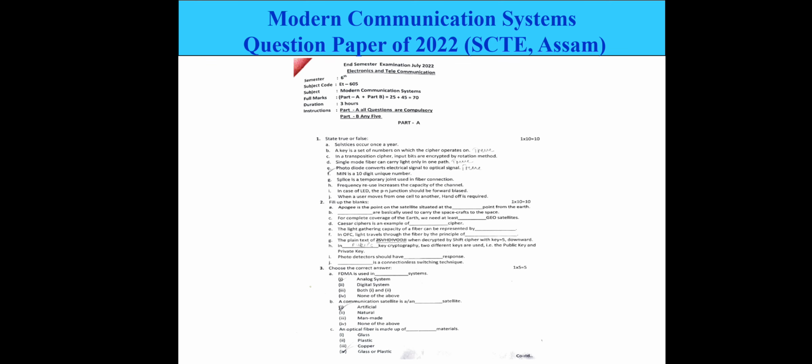So this is the question paper that came in the year 2022. There are 10 questions in true or false, 10 questions for fill in the blanks, and 5 questions for choose the correct answer. So there are two parts, part A and part B. Part A is 25 marks and part B is 45 marks, total 70 marks.